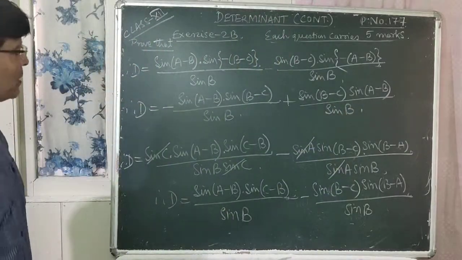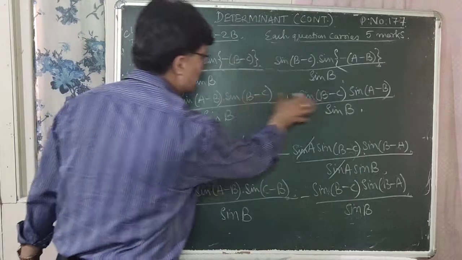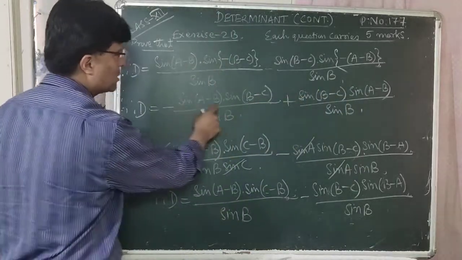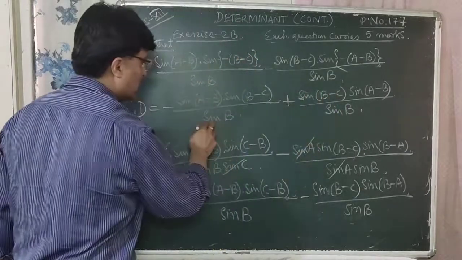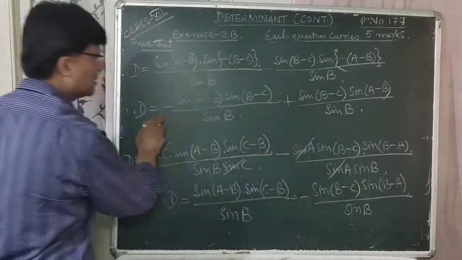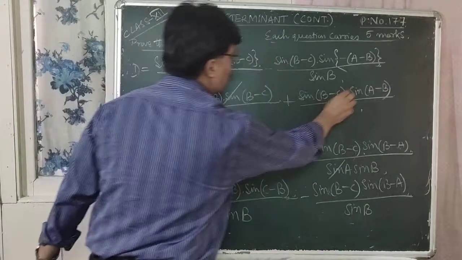Is it clear now? Now these terms are the same, isn't it? Sine of a minus b, sine of a minus b, sine of b minus c, sine of b minus c, in the denominator sine b, sine b, but they are opposite sign. You can cancel both these terms.